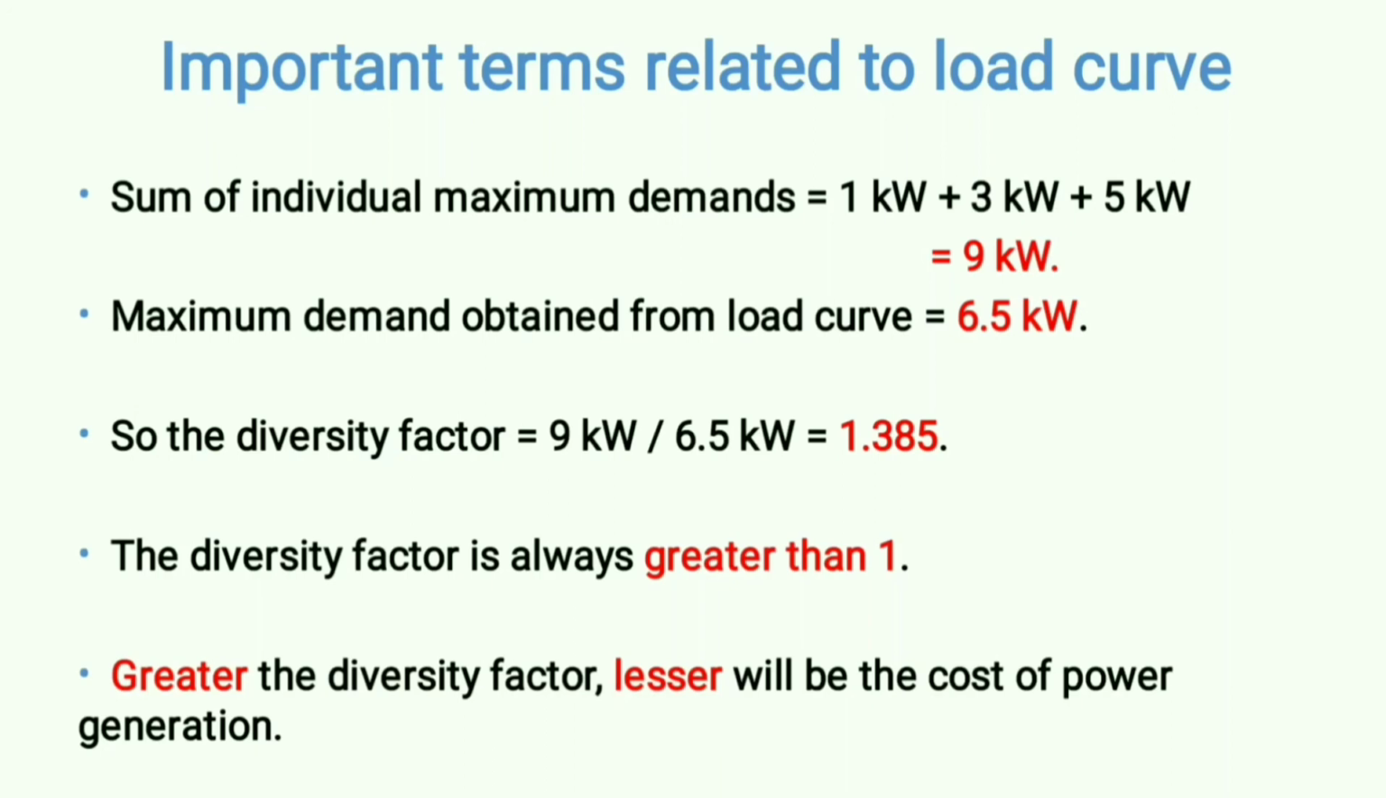Why? Because greater diversity factor means your denominator is reduced. And what is the denominator? Denominator means the maximum demand obtained from the load curve. That means your load curve is showing a reduced maximum demand. That means if your maximum demand is reduced, automatically the cost of power generation will be reduced.